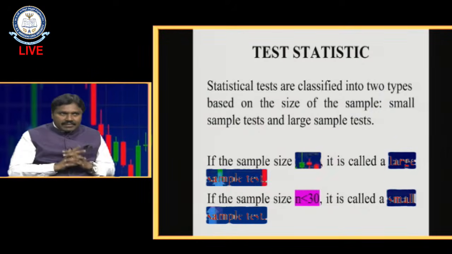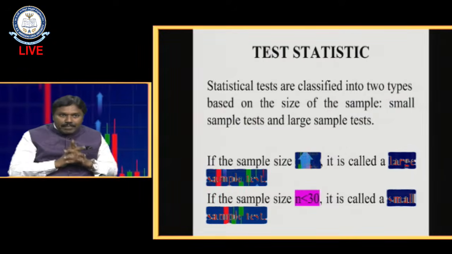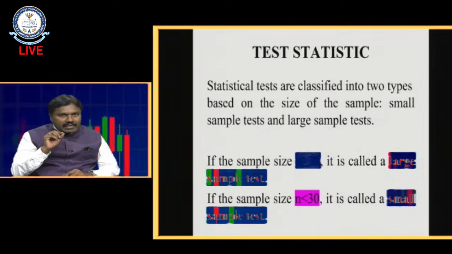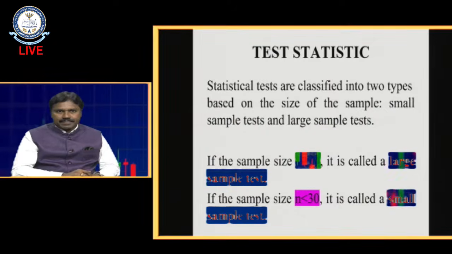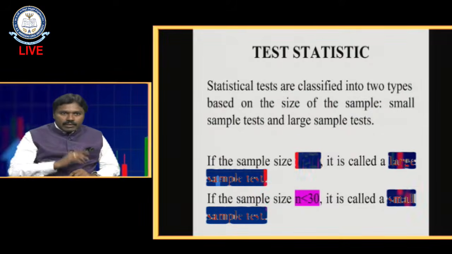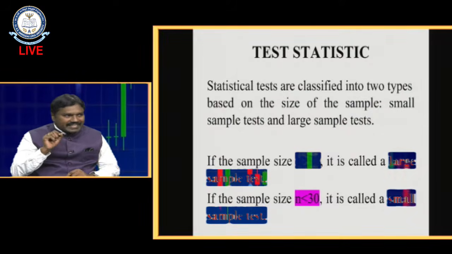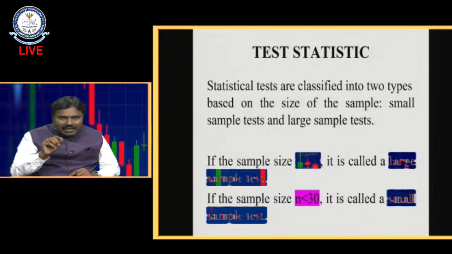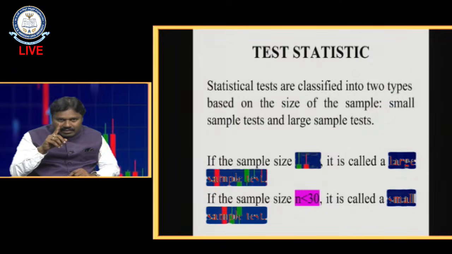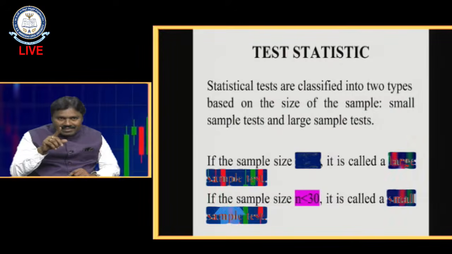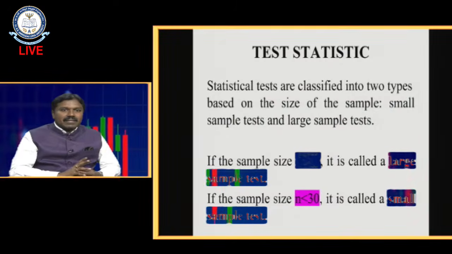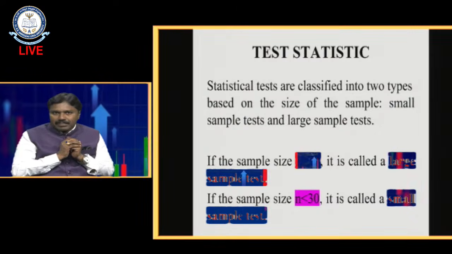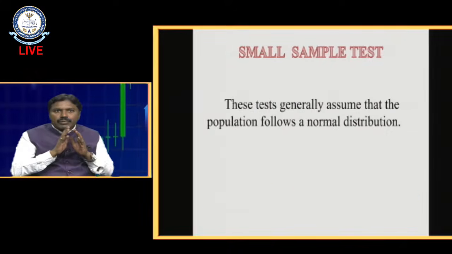For example, if the sample size, represented by notation small n, is greater than or equal to 30, it is called a large sample test. Important key point for everyone. If the sample size n is less than 30, it is called a small sample test. So there are two kinds of tests, large and small sample tests. Based on this, we'll use the appropriate test.